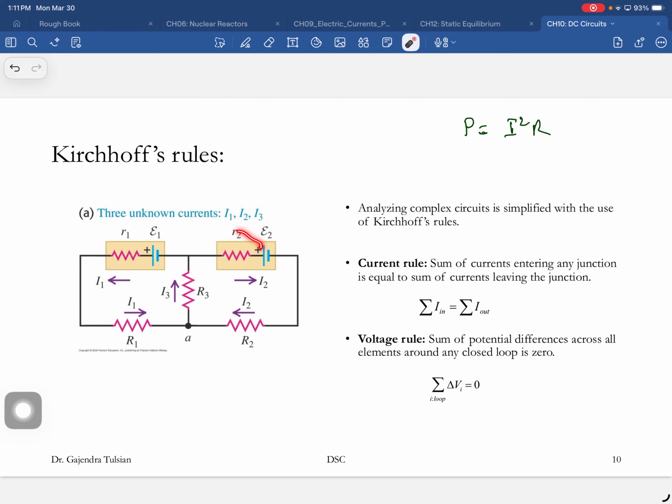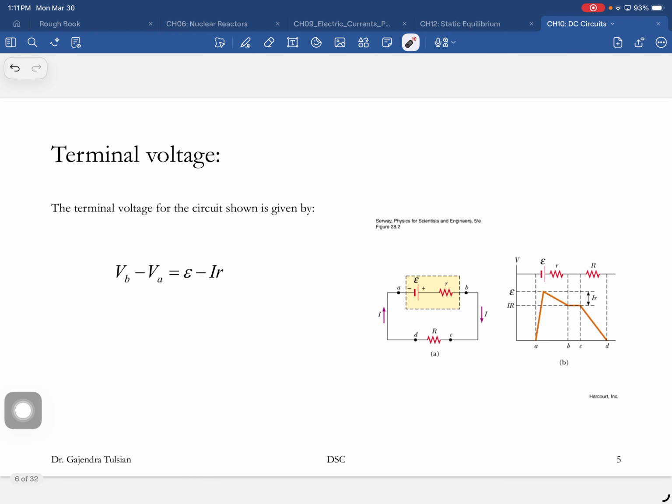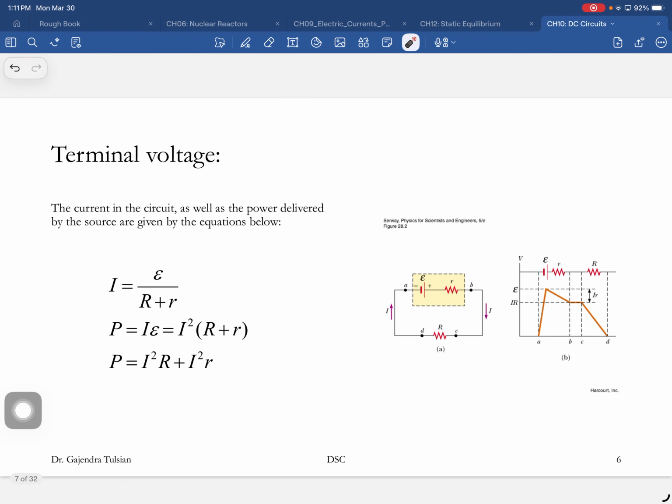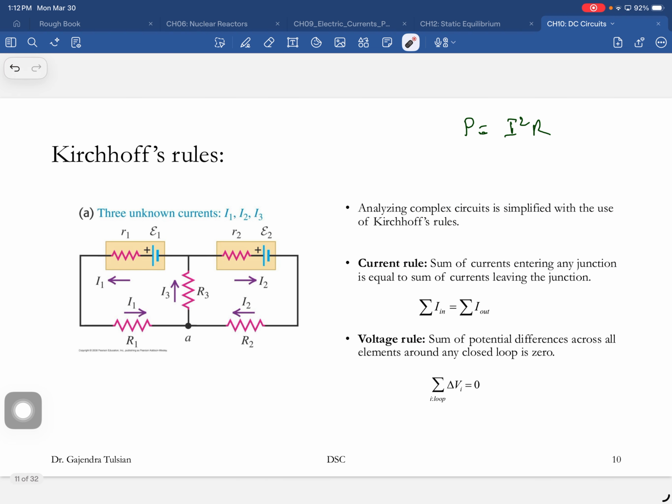So what this current rule is telling you is the amount of current flowing into the junction is equal to the current flowing out of the junction. And that makes sense, because if the amount of current outflow is not equal to inflow, then you'll have charges collecting in that junction, and that doesn't happen in a circuit. According to this rule, this current is flowing into this junction, this current is flowing into that junction, and this is the current flowing out of the junction. So what this rule tells you is I1 plus I2 should equal I3.